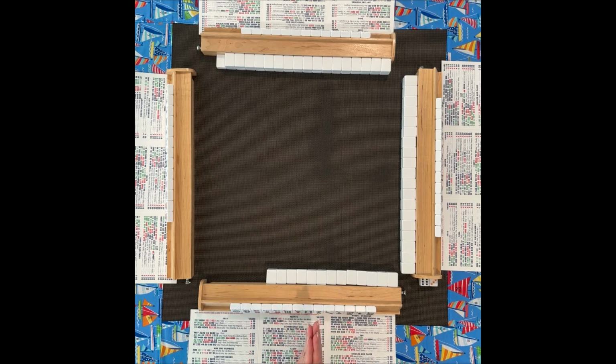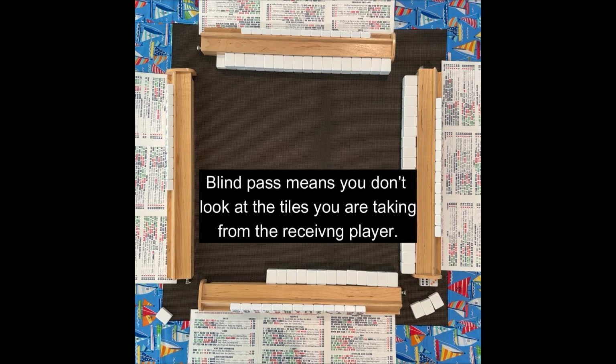First left, last right. So the way that will work is, if I have only one tile to pass, I am going to wait for the tiles to come in from the receiving player, and I am going to take the one tile that I have to pass, take any two of the tiles, add it to mine, and pass them on without looking, because this is a blind pass. The reason it was named a blind pass is because you do this blindly without looking at the tiles.